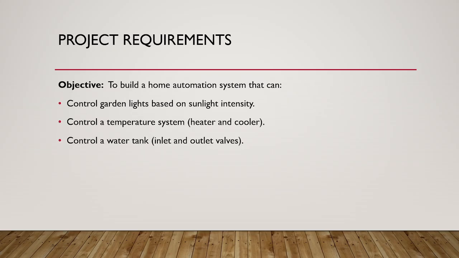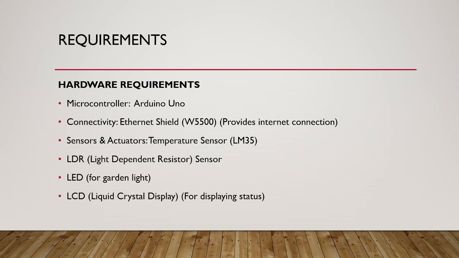So the main project requirements, or the objective of this project, was to build a home automation system that can control garden lights based on sunlight intensity, control a temperature system including heater and cooler, control a water tank also including its inlet and outlet valves.